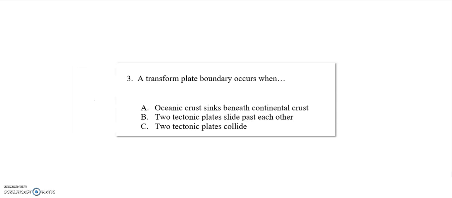Number 3. A transform plate boundary occurs when A, oceanic crust sinks beneath continental crust, B, two tectonic plates slide past each other, or C, two tectonic plates collide. So this is a transform plate boundary.